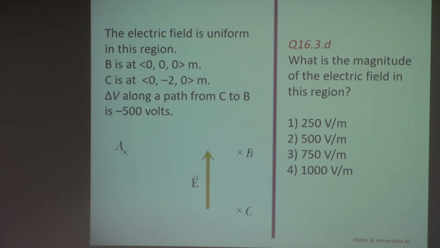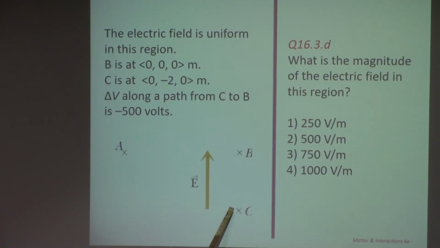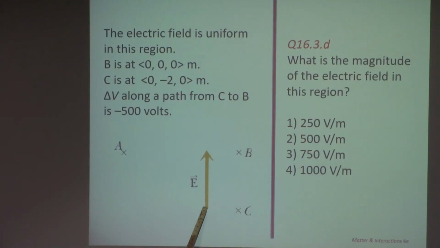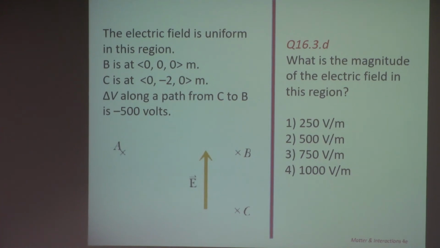And notice the direction of the path. The path is from C to B, so it's going the same direction as E. So what's the answer? Yes, 250 volts per meter. Okay.